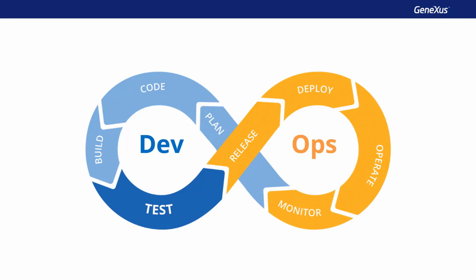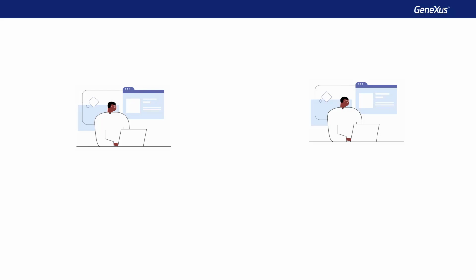Now let's see the main problems that come up in an app's lifecycle. Save for exceptional cases, software development is always a team activity. And one of the main problems to solve there is the integration of the changes that each developer makes to the app.